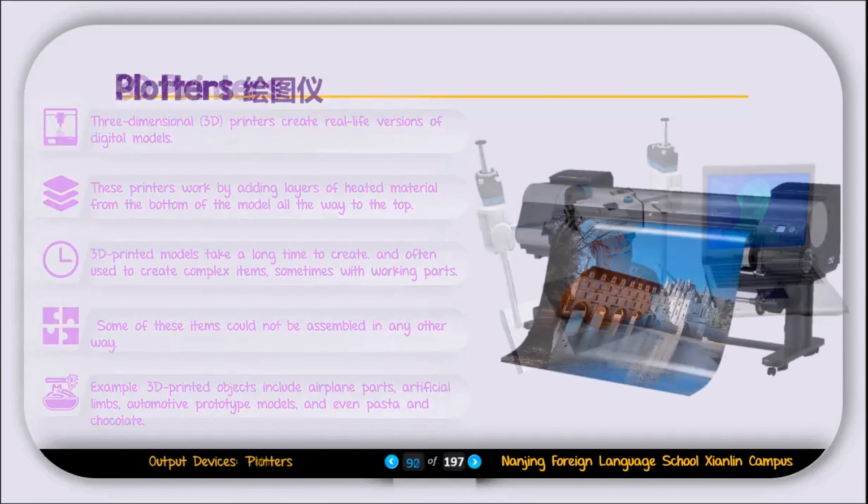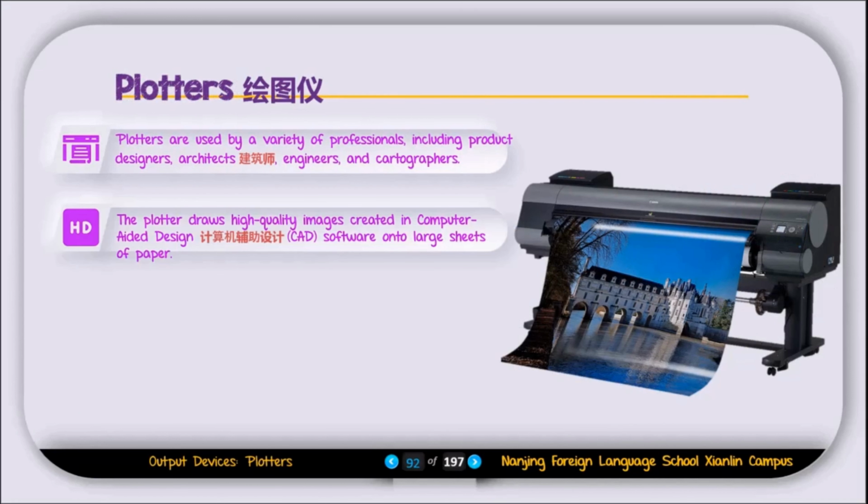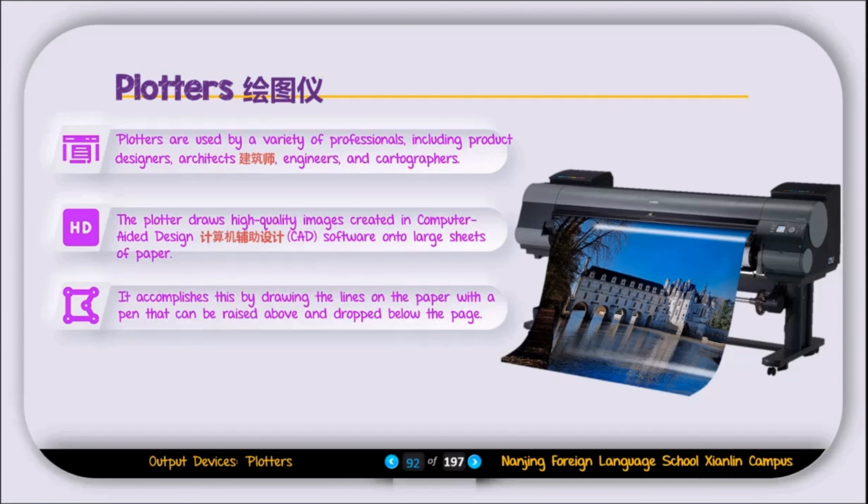Next type of output device is called the plotter. What are the plotters? Plotters are used by various professionals, including the product designers, architects, engineers, and cartographers. The plotter draw the high quality images created in computer aided software or CAD software onto a large sheet of paper. It accomplishes this by drawing the lines on the paper with a pen that can raise above and drop below the page. That's how it works.